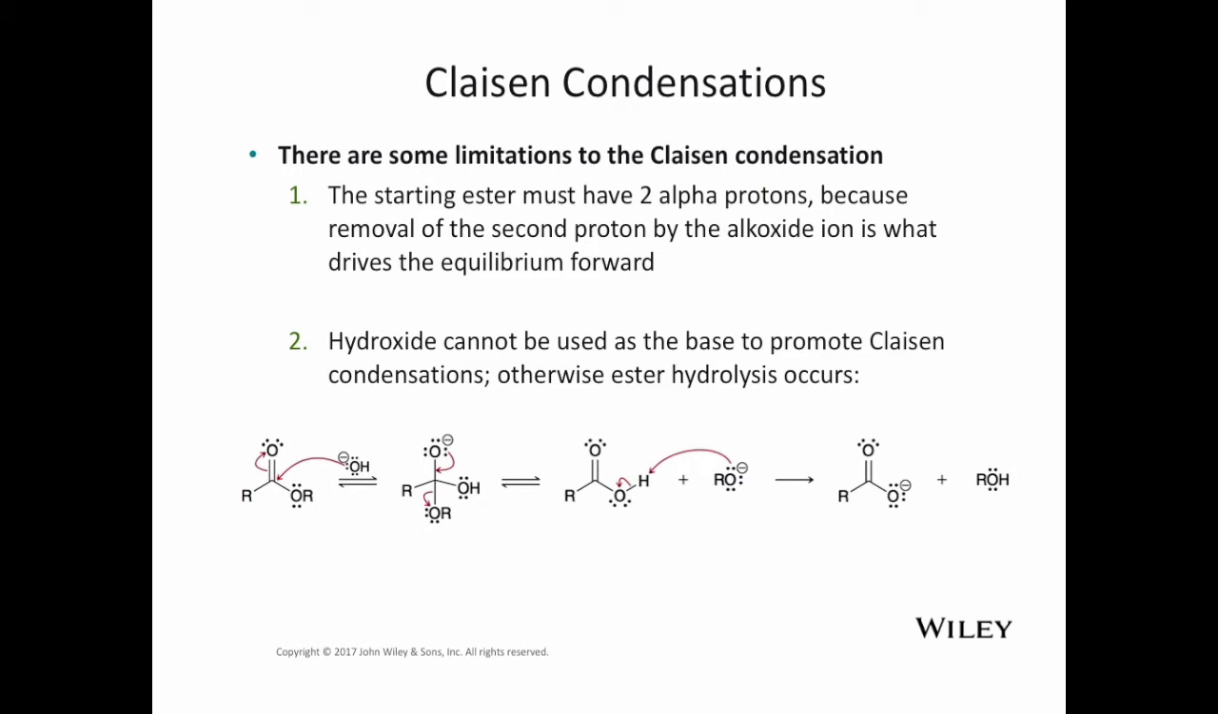There are some important things to consider. The first is that for this reaction to work, the starting ester needs to have 2 alpha protons. That's because that second proton removal is what drives the equilibrium forward. Also, hydroxide cannot be used as a base because you get hydrolysis. With our carboxylic acid derivative unit, we saw that esters can be hydrolyzed back to the carboxylic acid with a strong base like hydroxide. So you want to avoid that other reaction happening.